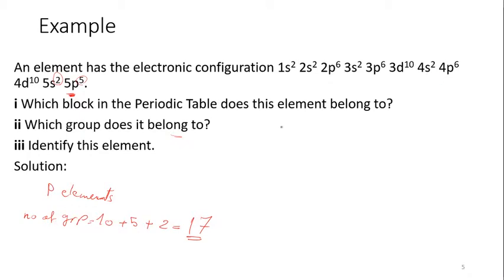And if I wanted to identify this element, I have to sum up the electrons. If I sum up the electrons, I find it to be 53. If I look at 53 in the periodic table, I will find that it belongs to iodine.